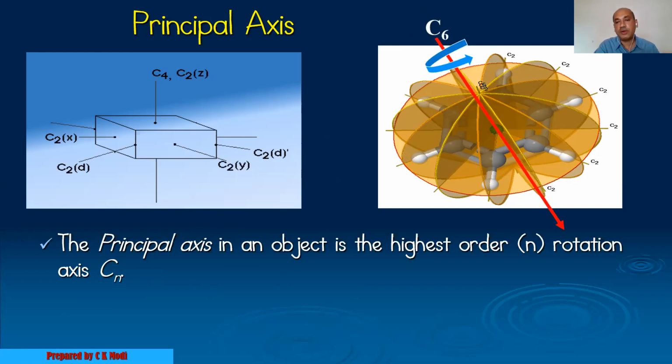This is the benzene molecule, where C6, after 60 degree rotation, the molecule gives the equivalent structure. Therefore, this rotation axis is considered as C6, which is passing through the center of the benzene molecule. And other 6 C2s are also there. 1, 2, 3, 4, 5, and 6.